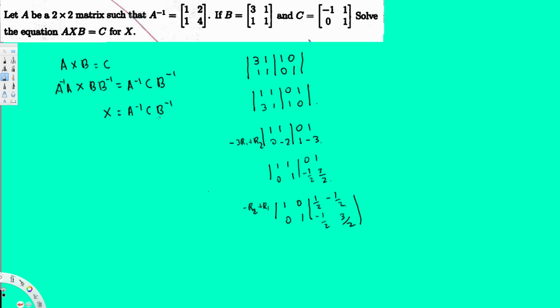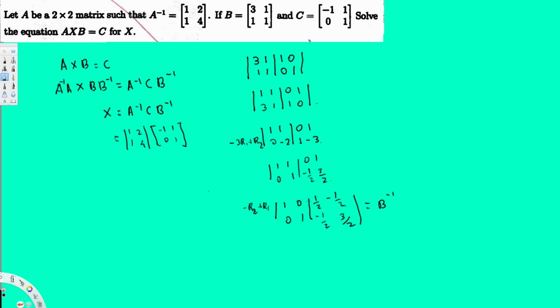Now what we have to do is plug this into this equation to find the X value. So this is B inverse. So we found the B inverse. A inverse is already given, so we can just plug it here. So it's going to be 1, 1, 2, 4. And C is also provided, that's -1, 0, 1, 1. So we can write that one here too. So it's going to be minus 1, 0, 1, 1.